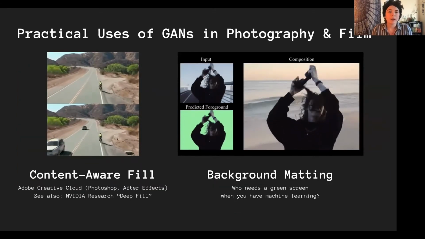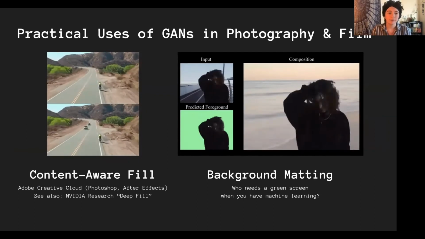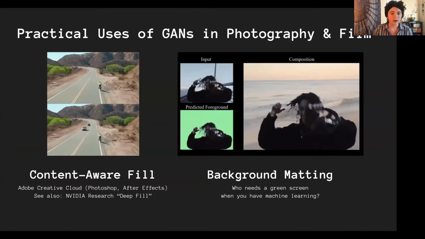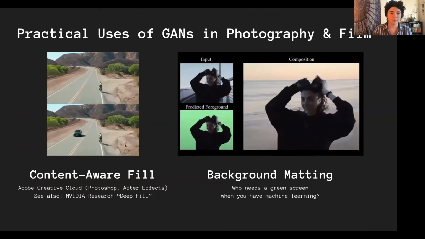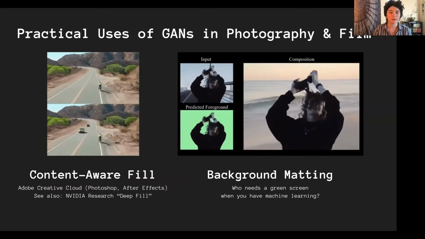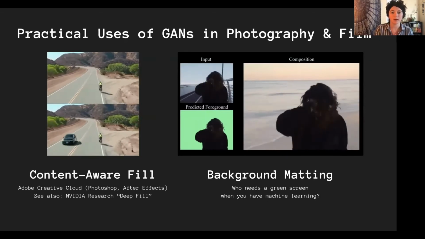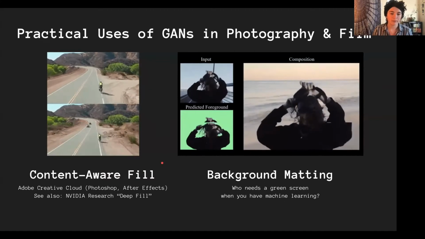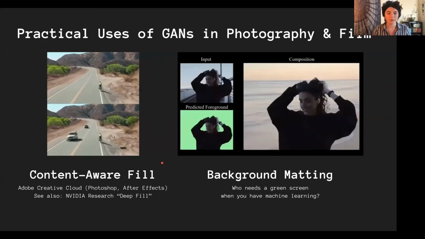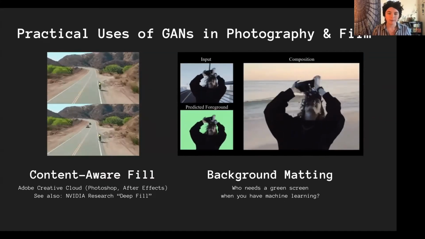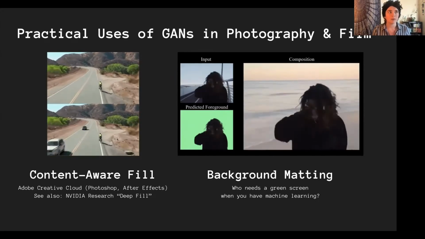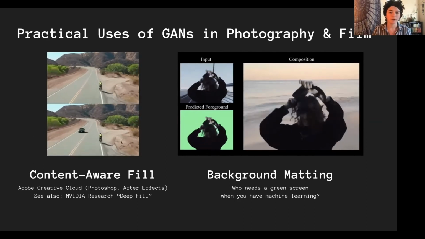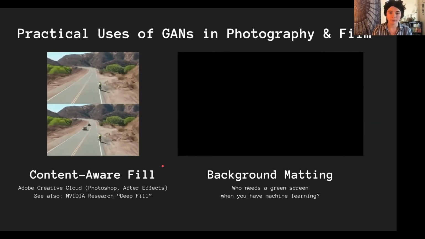There are also a lot of practical uses of GANs in photography and film. Content-aware fill is one that's used really commonly to remove things from images. It works in video also. I thought this was a super cool example that I hadn't seen before. NVIDIA Research also released Deep Fill, which involves a little bit more complex neural network configurations, but seems to perform a lot better.